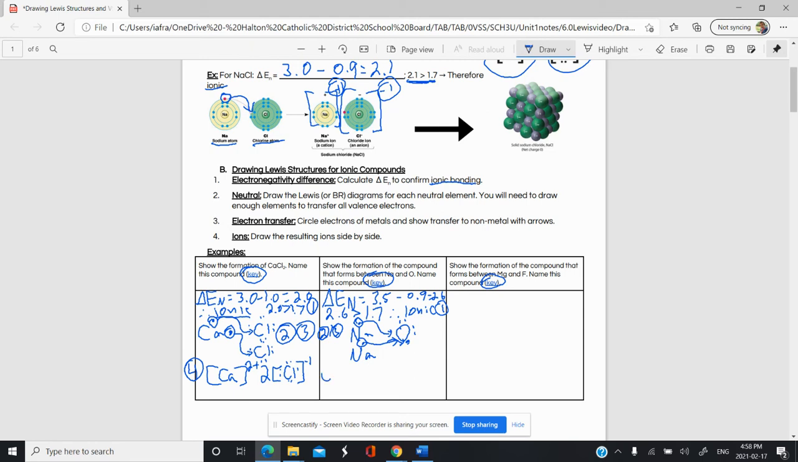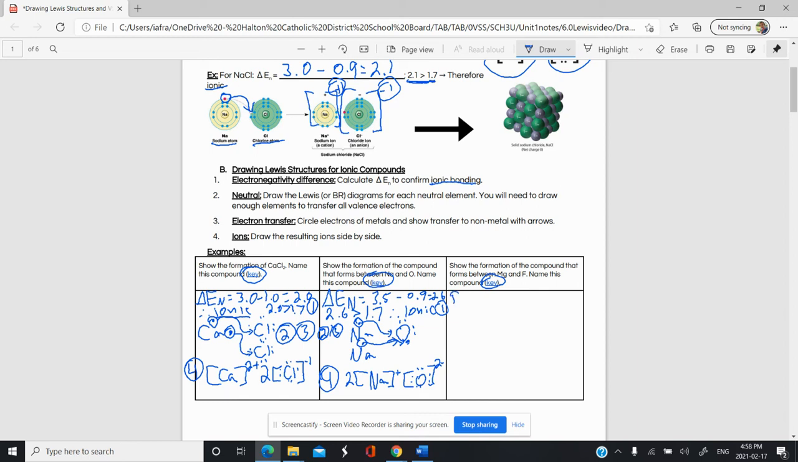And so our final step is drawing the ions. We have 2 sodium ions, and we have 1 oxide ion. And there's our final Lewis dot structure. So let's do the same thing for magnesium and fluorine. So again, pause the video, try it yourself.